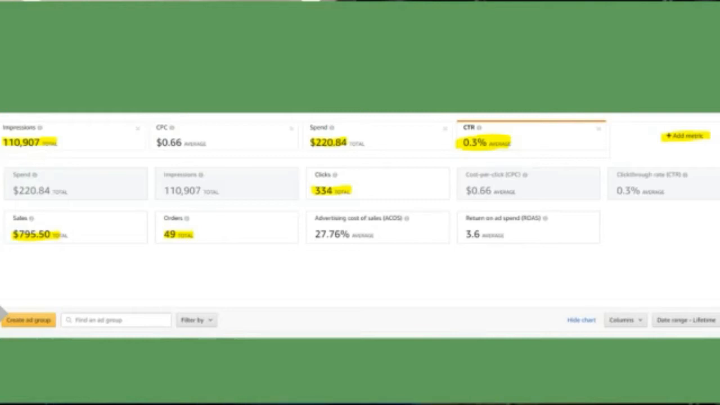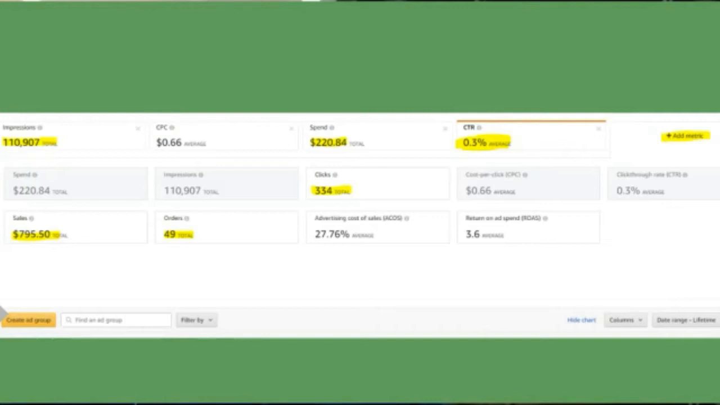So impressions, you know what that is now, the number of times your ad has been seen. The spend is obvious, how much has been spent in the period. And if you look down at the bottom right, you'll see that the date range has been set to lifetime. So this is the lifetime of these ads, which is whenever the ads were started. It could be a month, 2 months, whenever this set of ads you're looking at started.